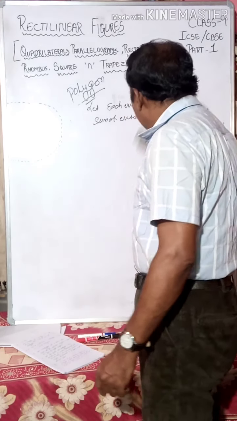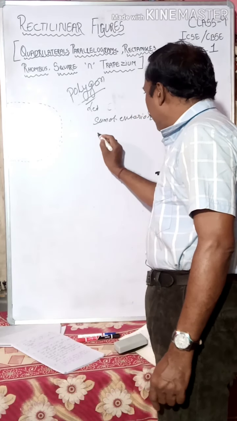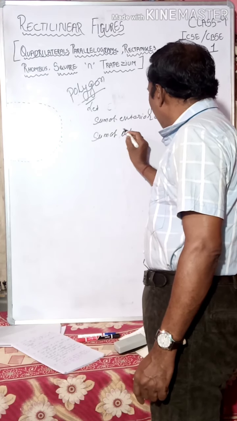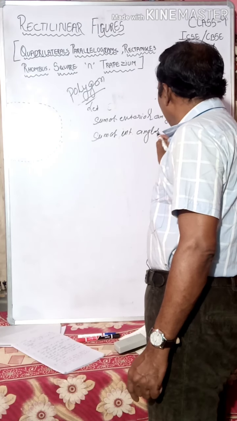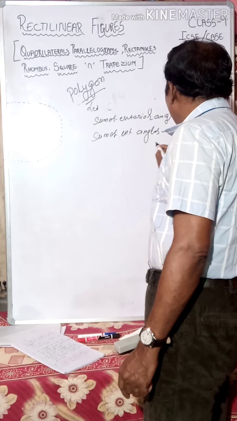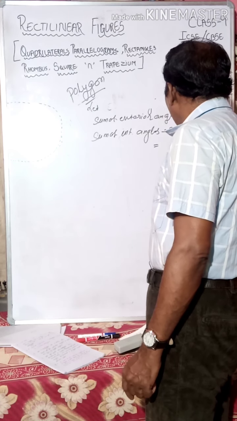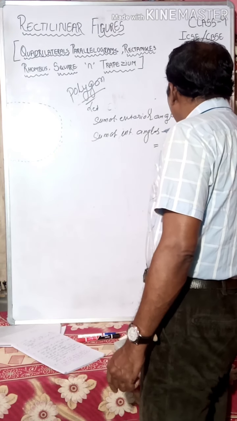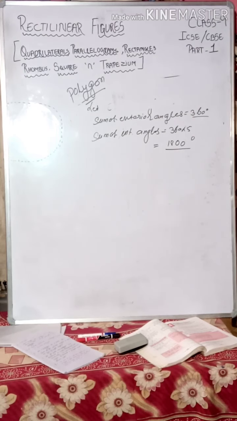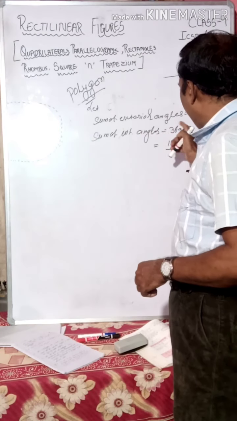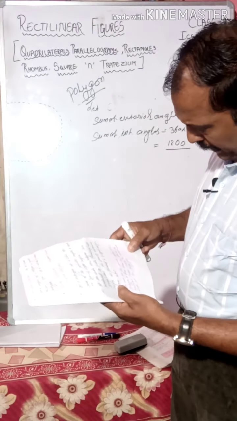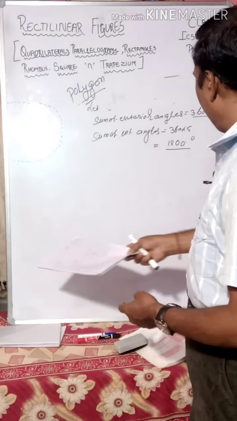So the sum of interior angles is equal to 360 into 5, that is 1800 degrees. The sum of the internal angles is equal to 1800 degrees, if the sum of external angles is 360. So, what is your question? Find the number of sides of the polygon.